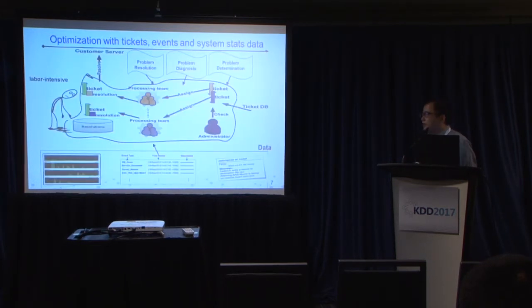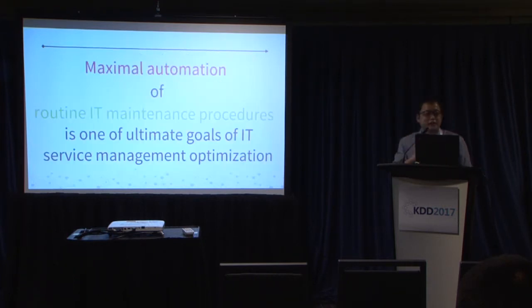Now the question we have is how we are going to optimize this process, using the tickets, events, and system status data we have. So this is the goal of this management: maximum automation of the routine procedures. And this can be applied to many other different domains: using the data, the technology, and advanced analytics to try to maximize automation.